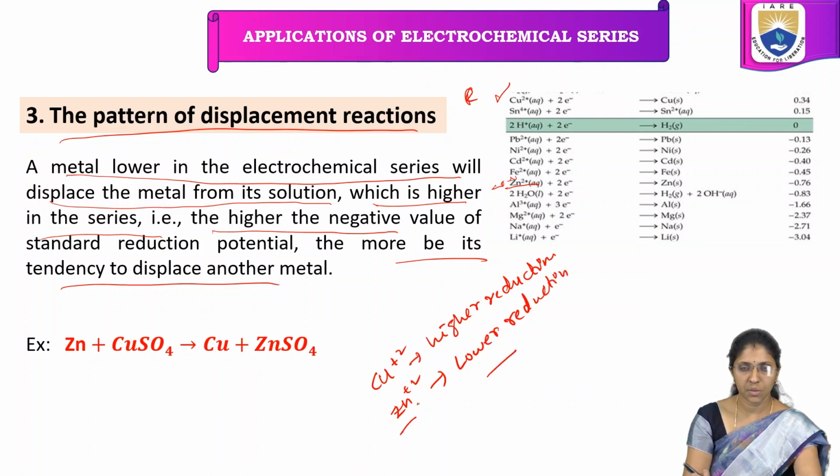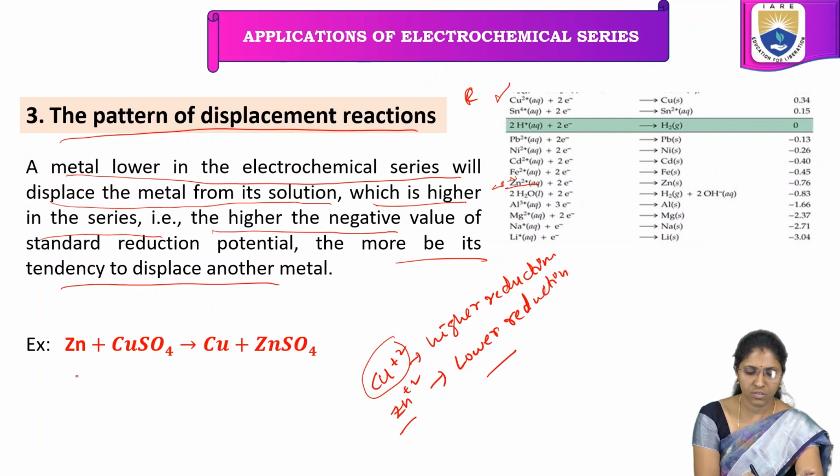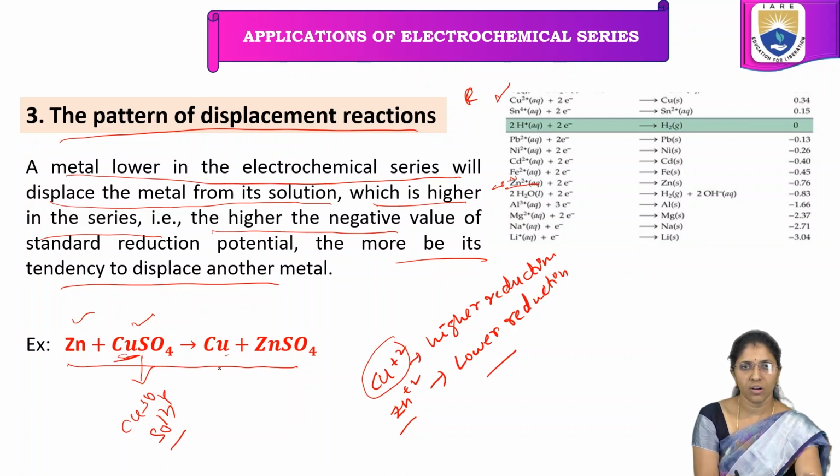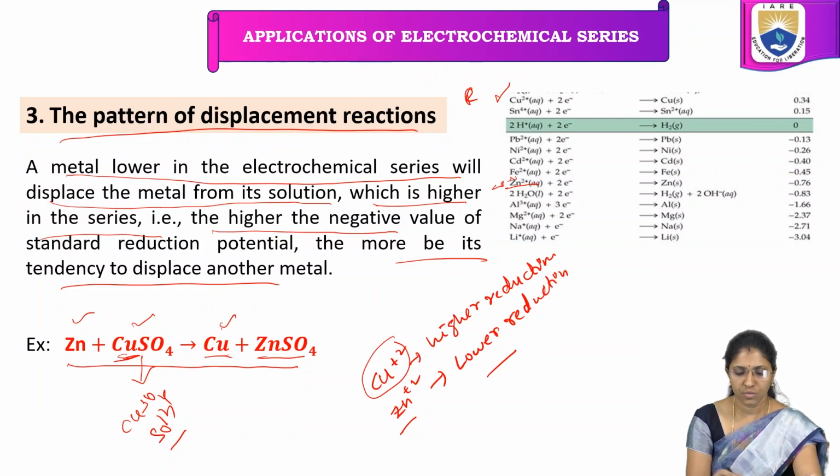So that's why zinc is capable of displacing the metal ion, meaning the copper ion, from its copper sulfate solution or its salt solution. So this is the example. Here, zinc displaces the copper from its salt solution. What is the salt solution? This is copper sulfate solution. It is displaced from its salt solution and forms metal. So zinc is undergoing oxidation and copper is undergoing reduction.